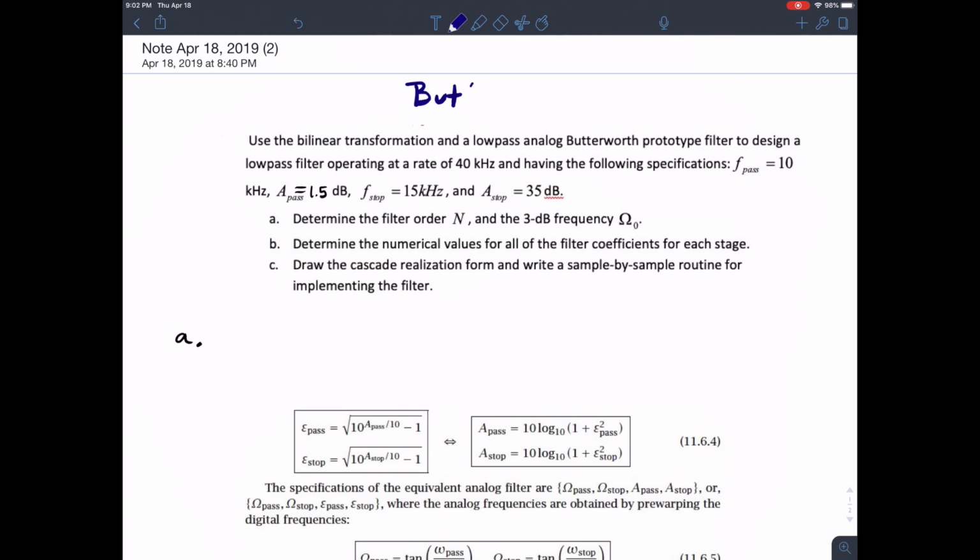All right, this is a review problem for a Butterworth low-pass filter IIR design. In this problem you're supposed to use the bilinear transformation, but really we've developed all the theory for that, so you don't really need to know anything about the bilinear to actually do this problem. But I do want you to know where it comes from.